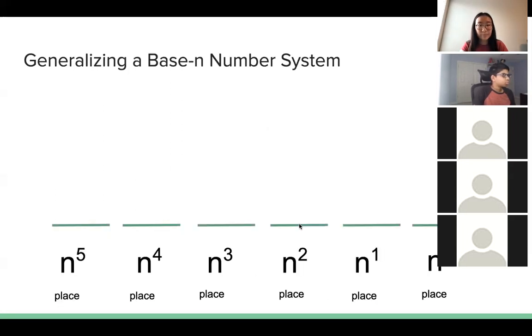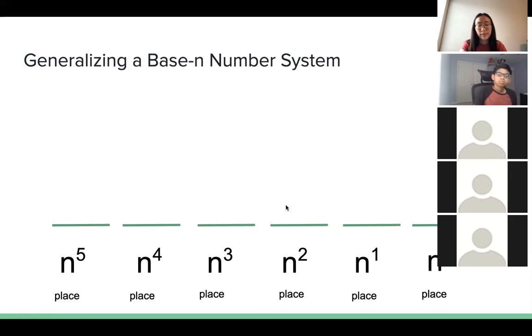Anyway, we're going to generalize a base n number system, where n is just representing another number. Don't think of these places as having to be the tenths place or the hundredths place, because if you think about it in a more flexible way, it's going to help you convert to other number bases.